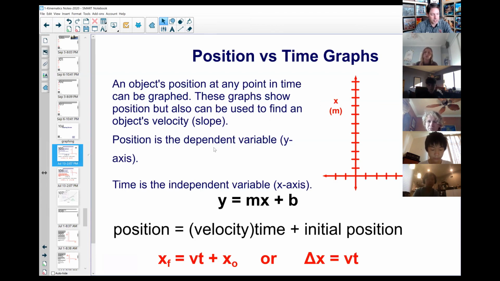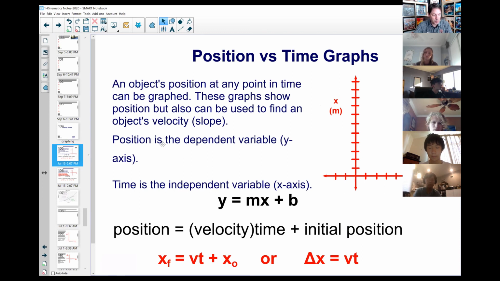All right, so first let's review position time graphs. That's where you're going to start on the lab today. So you'll collect some position time data using the moving man simulation. And remember that an object's position at any point in time can be graphed, and you'll want to make sure your graphs match this pattern. If we say position versus time, position is on the y, time is on the x, okay? And these graphs will show you the position, but you can also use them to figure out the velocity, because the slope of a position time graph tells you the velocity.